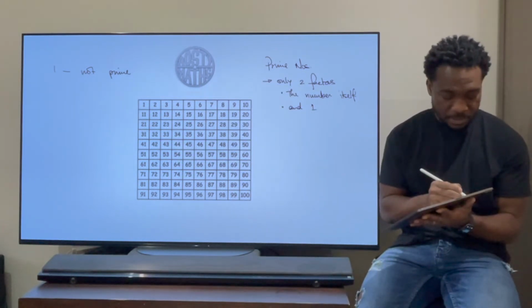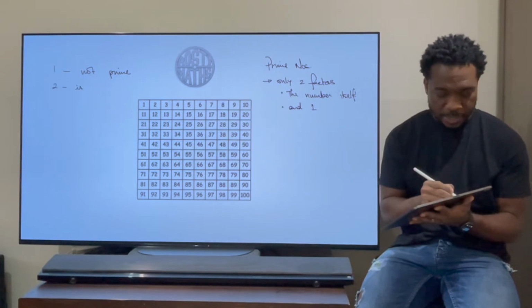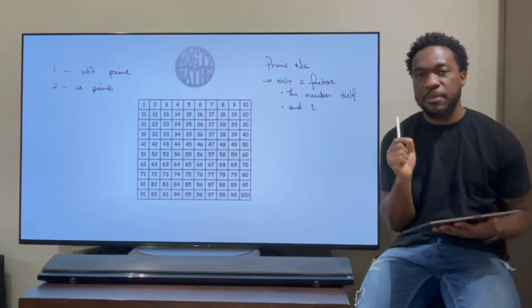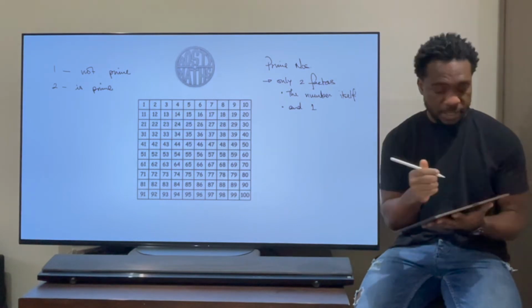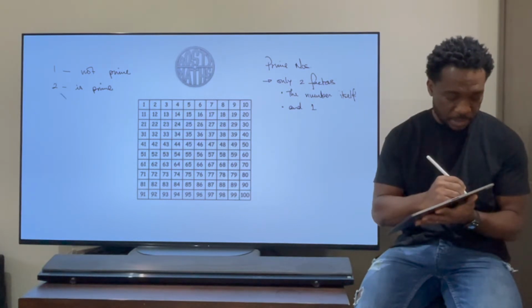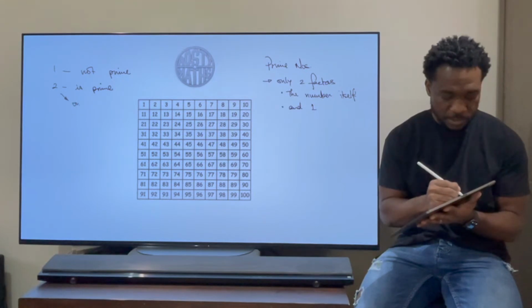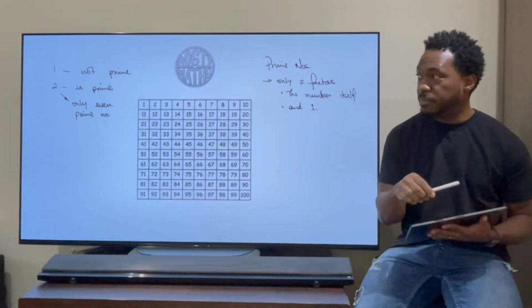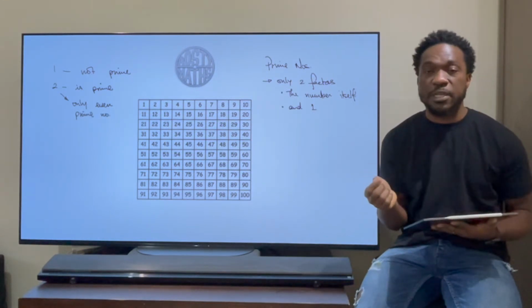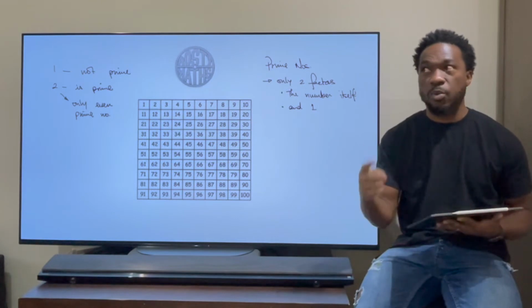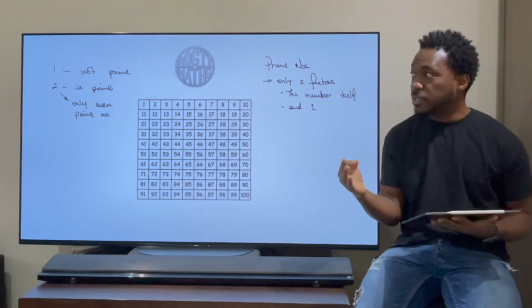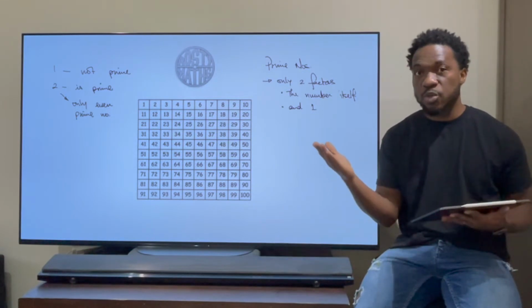The number 2 is prime, and it's the only even prime number that you're going to have. So I'm just going to put a little note to say that it's the only even prime number. Number 2 is prime because its 2 factors are 1 and 2. It only has 2 factors. All the other prime numbers will be odd.